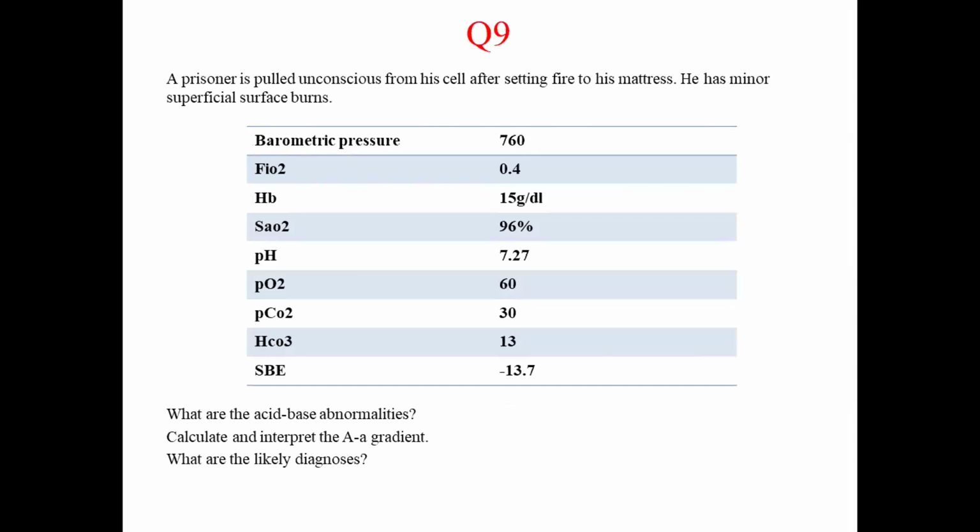The next one. A prisoner is pulled unconscious from his cell after setting fire to his mattress. He has minor superficial surface burns. Okay, so your barometric pressure, they have given FiO2 0.4, SaO2 is 96%, pH is 7.26, PCO2 30, bicarb is 13. So what are the acid-base abnormalities, the A gradient, and what is your likely diagnosis here?